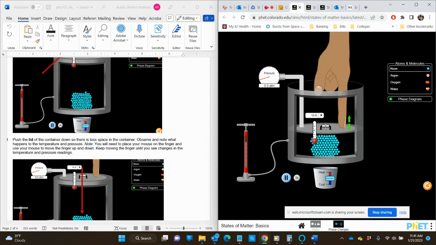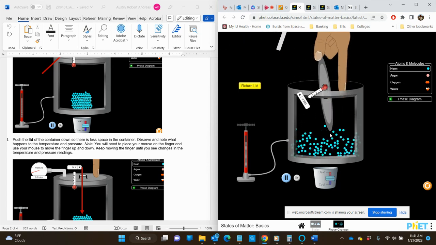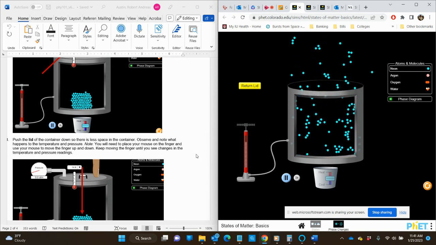But now as I get close to the surface of the sample, when I make contact with the sample, note what starts to happen. Okay, there's qualitative things, what are the atoms doing? And there's quantitative things, what's going on with the temperature and the pressure. There we go. So, write down what you've seen.